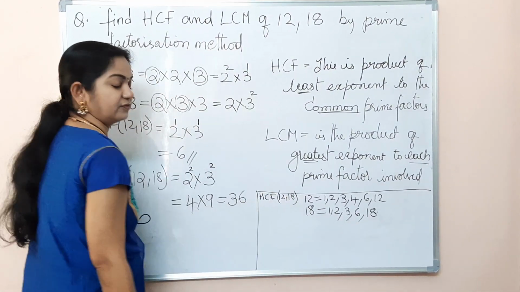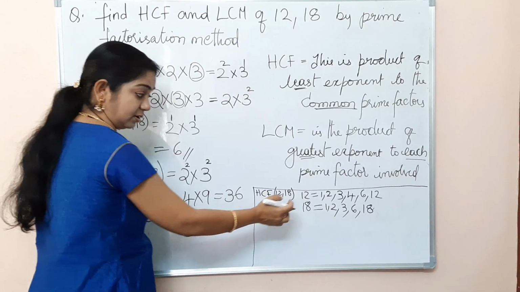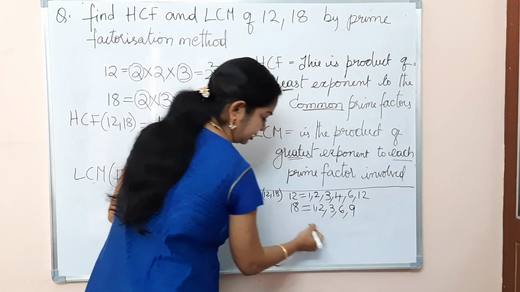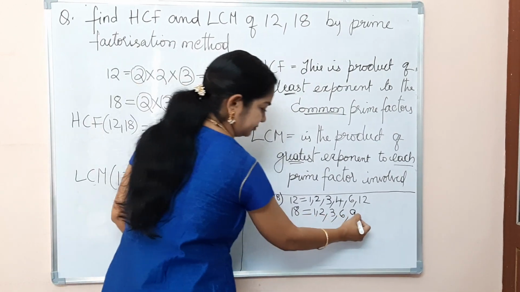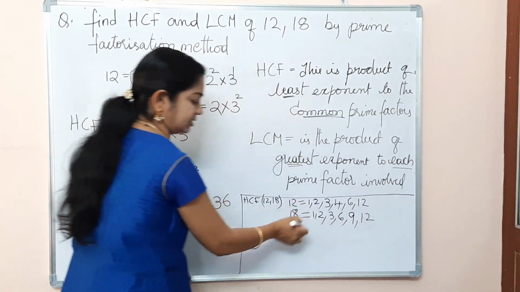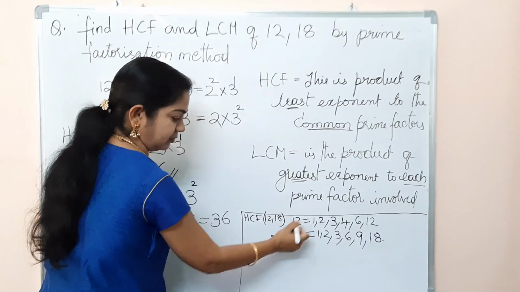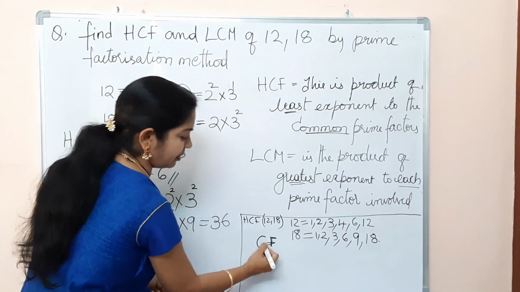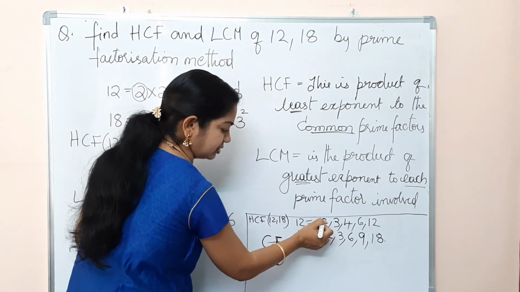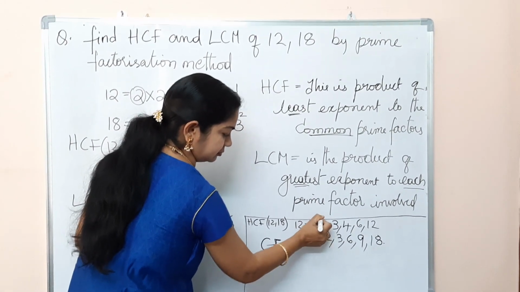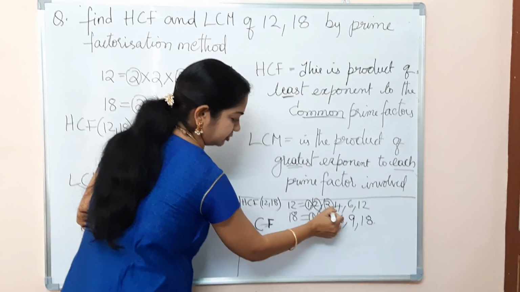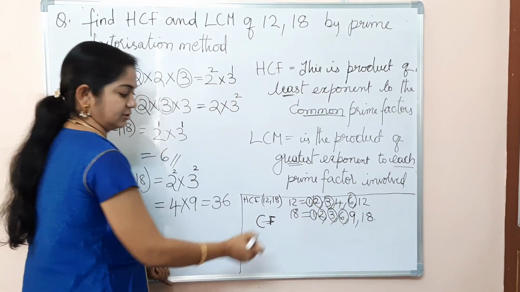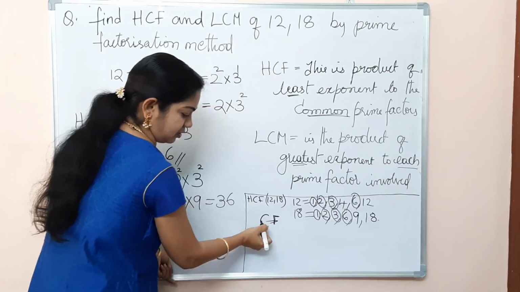Okay, 9 also it goes, isn't it? 9 twos are 18. So these are the factors of 12 and 18. Now I want the common factors. Common factors in these two are 1, 2, 3 is common, 6 is common. So these are the common factors.